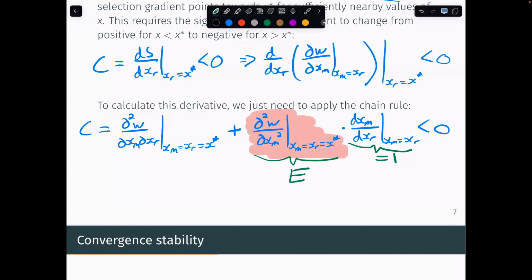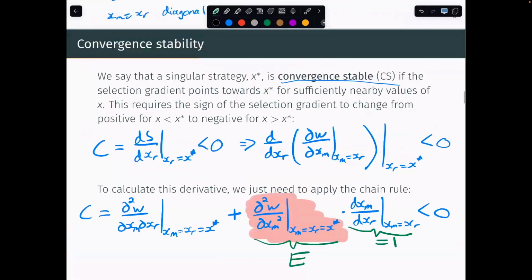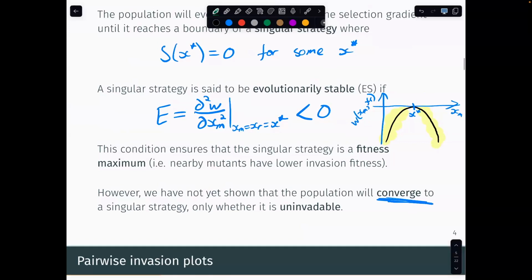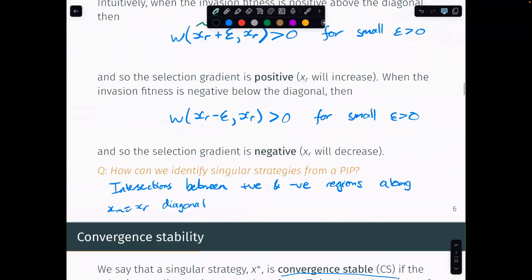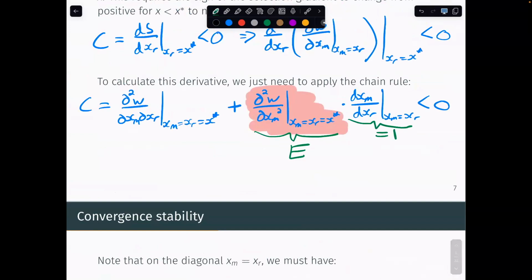So this is just our evolutionary stability. We see that evolutionary stability and convergent stability are not entirely independent of each other, because convergent stability is affected by evolutionary stability. You can think of that E, if we go back up here for a second, as telling you about the curvature of this invasion fitness at our singular strategy. The steeper or stronger the curvature is, the more of a peak this is, if you like, the more negative this term is going to be.